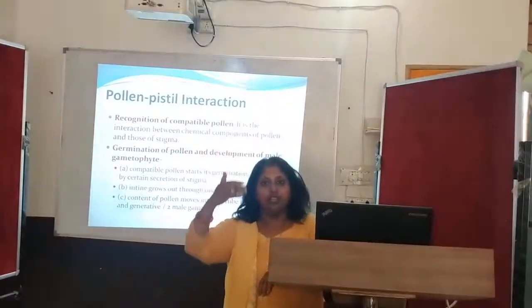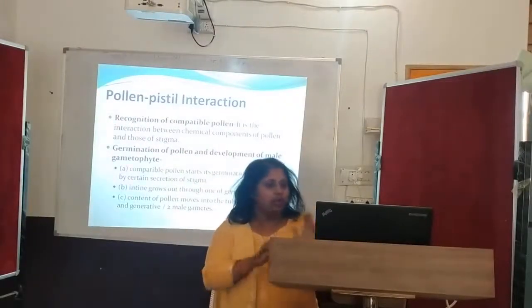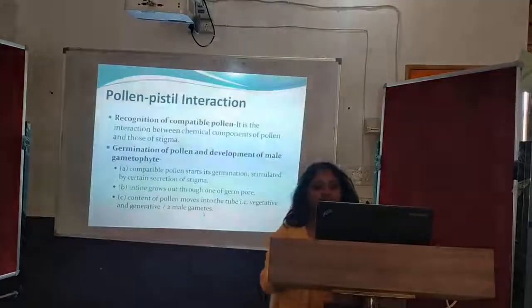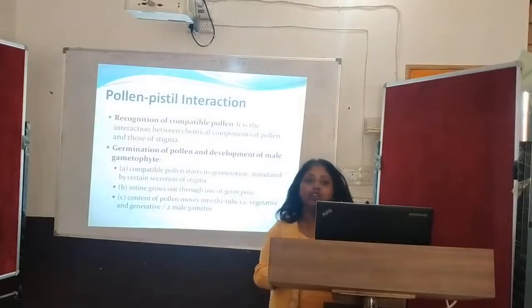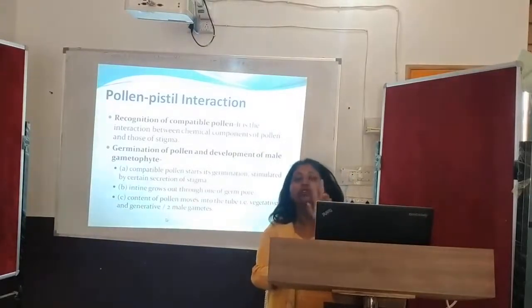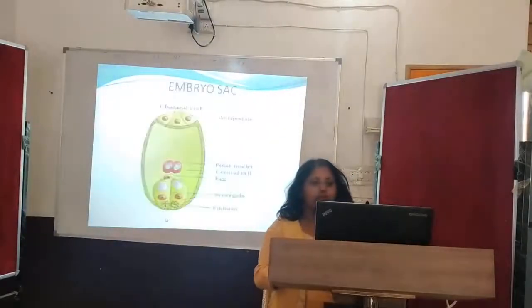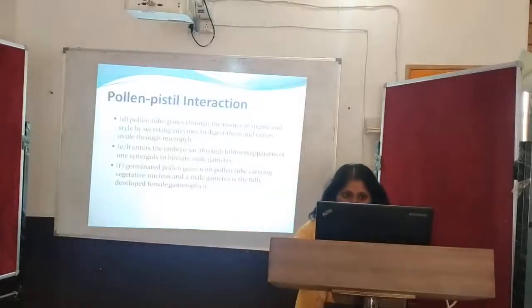One was the vegetative, another was the generative. So here it moves into a tube, that is vegetative, and the tube is formed by vegetative and generative, which is forming the two male gametes. Okay. Now let's see here.